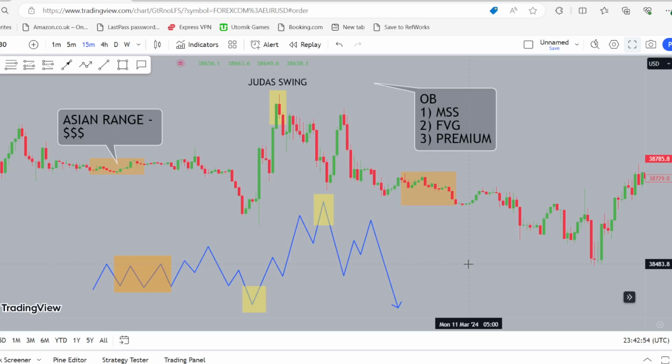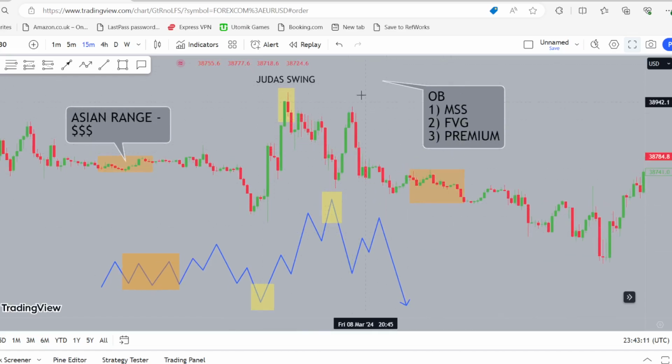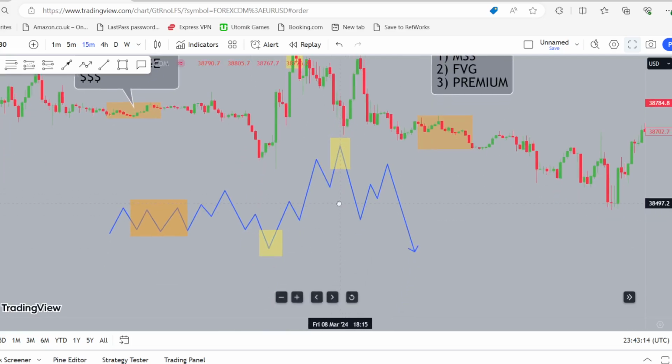at something like US 30 or the S&P 500 or NASDAQ, typically speaking, you're going to get that Judas swing in the New York session because the volume kicks in after the indices open at 9:30 Eastern time or 2:30 p.m. UK time, right? So it's important to understand a Judas swing occurs in line with the New York session, okay? So now, what's the next thing we look for in our schematic?